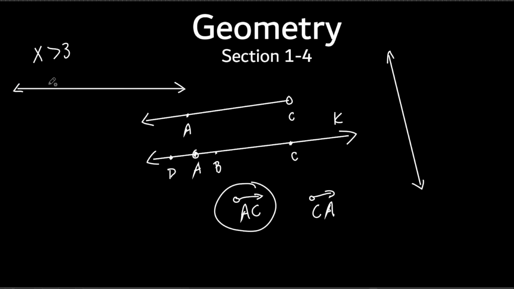So watch. If I had 2, 3, 4, 5. If I asked you to graph, let's do it in a different color, if I asked you to graph X is greater than 3, do you remember what you would do on this graph? Put what kind of a circle here? You put an open circle. What does that mean? That means everything to the right, okay? Everything to the right of 3, but doesn't include 3.